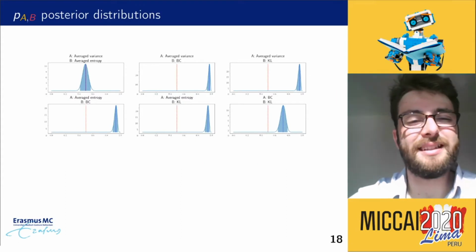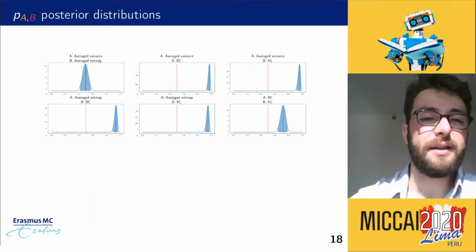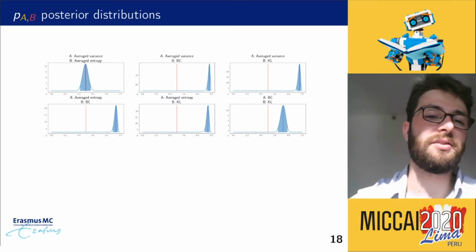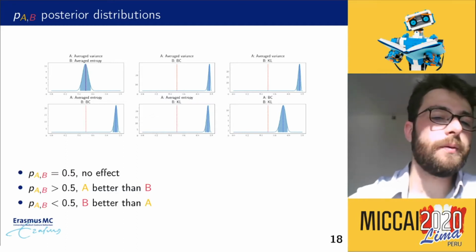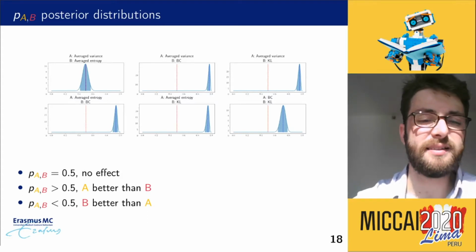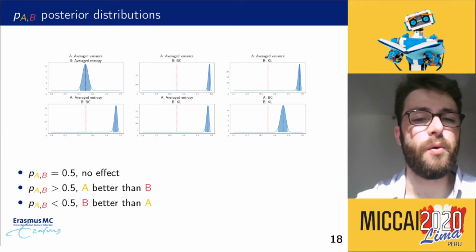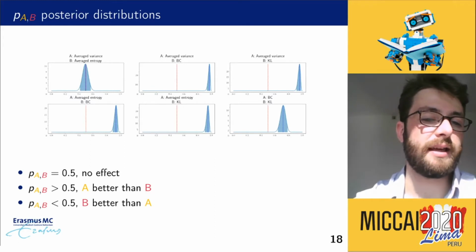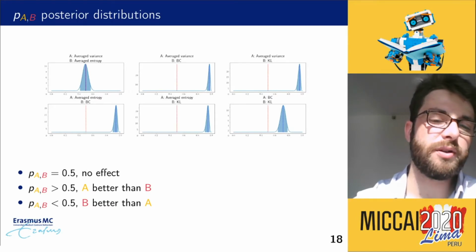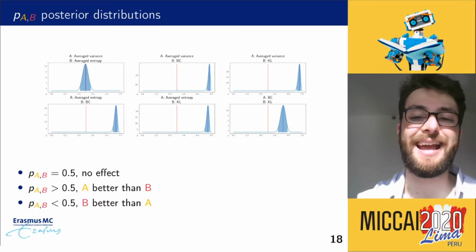To assess how significant our results are, we use the posterior distribution of PAB, the proportion of experiments where uncertainty map A is better than uncertainty map B. The rule to read this figure is the following. If PAB is equal to 0.5, there is no effect. If PAB is above 0.5, uncertainty metric A is better than uncertainty metric B. If it's under 0.5, it means that uncertainty metric B is better than uncertainty metric A.